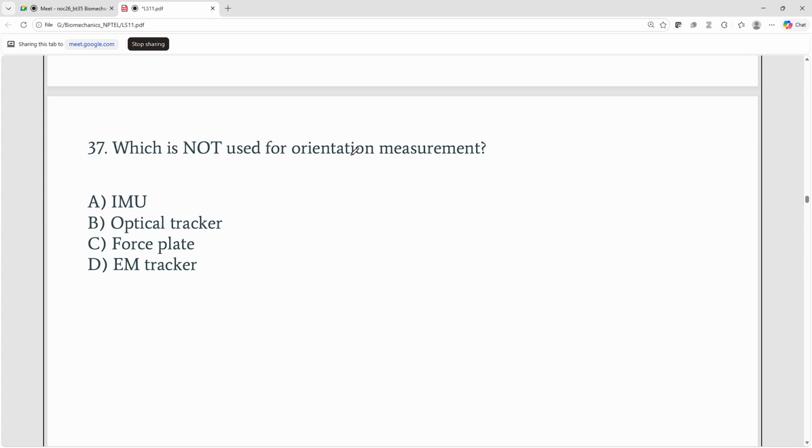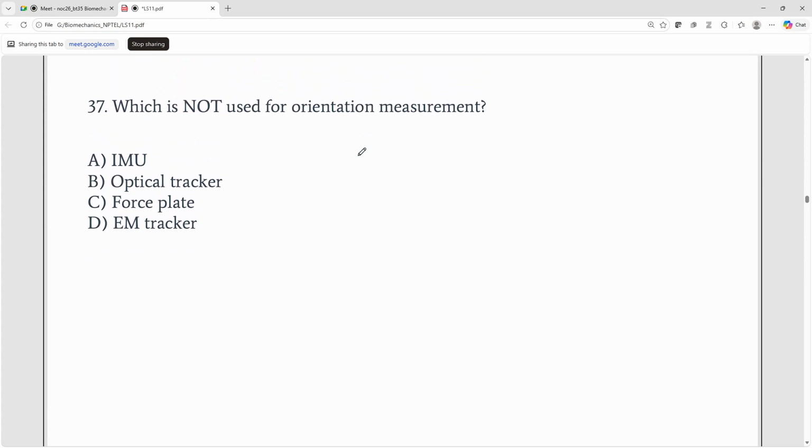Next question. Which is not used for orientation measurements? From the following, which one is not used for orientation measurement? Option A, IMU. Option B, optical tracker. Option C, force plate. Option D, EM tracker. Which is not used for orientation measurement?